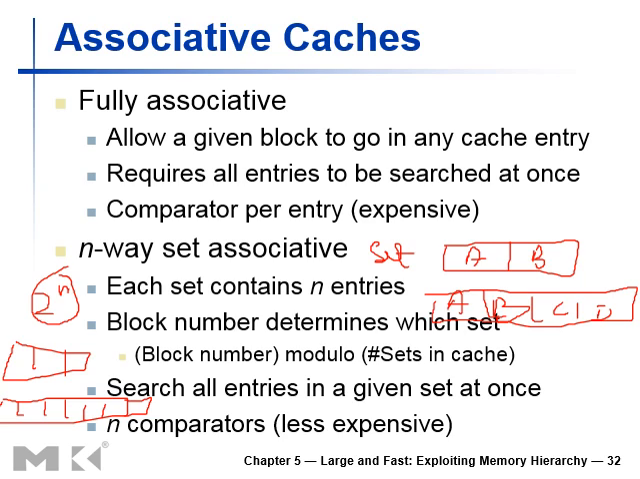So this sort of mapping is known to be direct, but within that set, that particular block can reside in any location. For example, we've got a block X that is mapped to this particular set. So this X can either be stored at this location or it can be stored at this location. It can go anywhere. So we have to search all entries in the given set at once. So n comparators are required, and it's less expensive as compared to the fully associative cache memory.